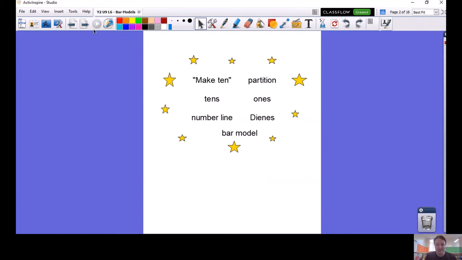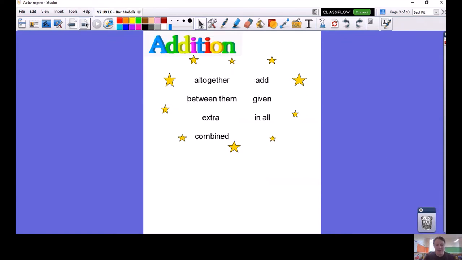Now, my next set of star words are all to do with word problems. And we've looked at lots of different ways to say addition and subtraction. But this is just a reminder for you. When we're adding, in a word problem, it might say, how many do I have all together? How many do they have between them? How many extra do they now have? How many do they have combined? Add together.